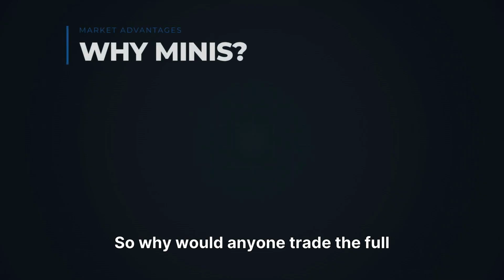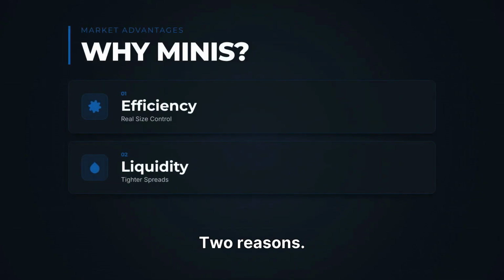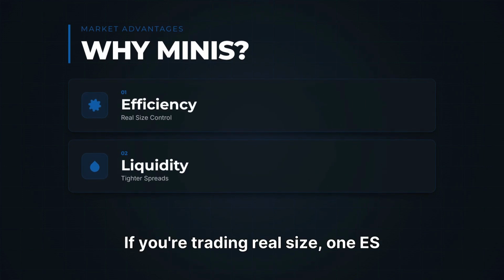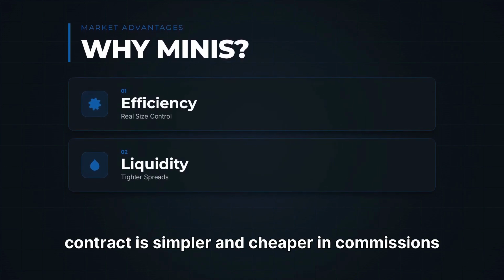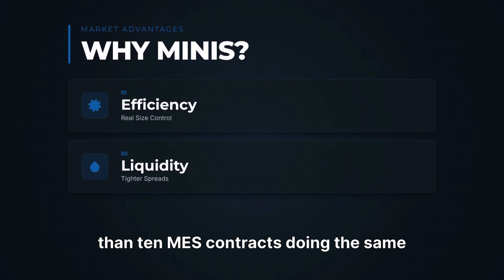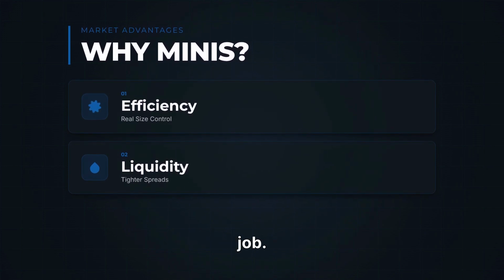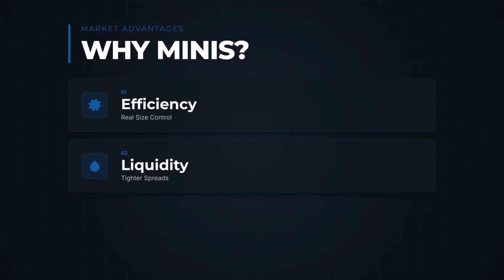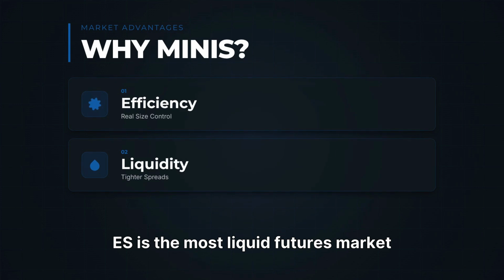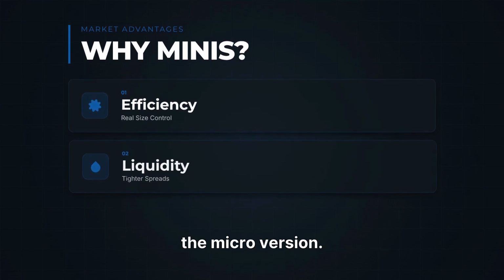So why would anyone trade the full-size mini instead? Two reasons. One, efficiency. If you're trading real size, one ES contract is simpler and cheaper in commissions than 10 MES contracts doing the same job. Two, liquidity. ES is the most liquid futures market in the world with tighter spreads than the micro version.